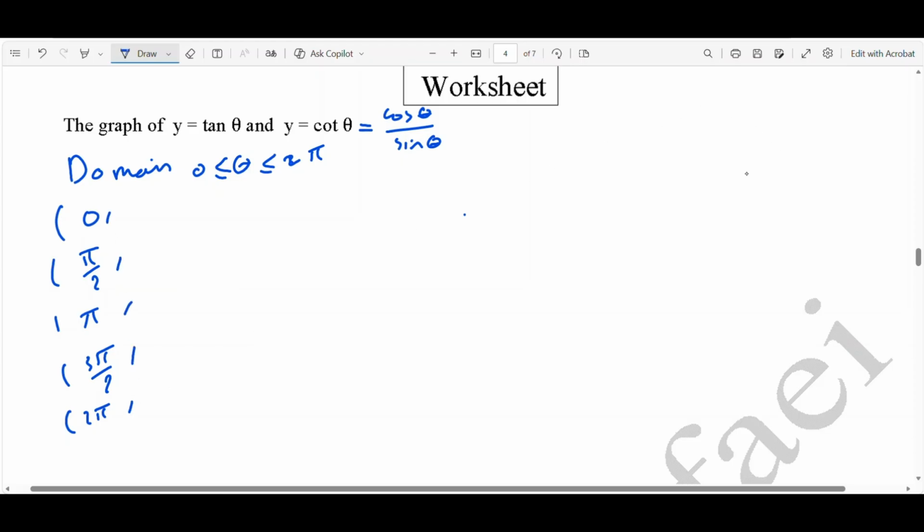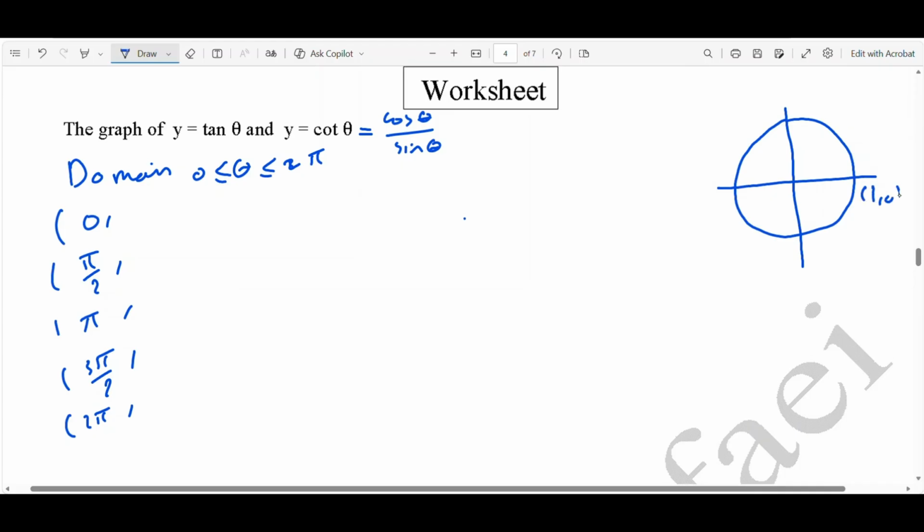I'm going to revise the unit circle. The unit circle is a circle with 1 unit length. This circle intersects the xy axes at 4 major points: 1, 0; 0, 1; negative 1, 0; and 0, negative 1. And as you know, the x-axis represents cosine theta, the y-axis represents sine theta.